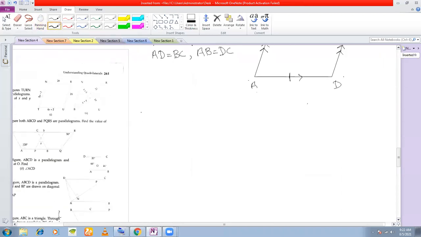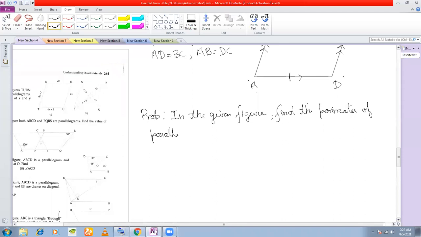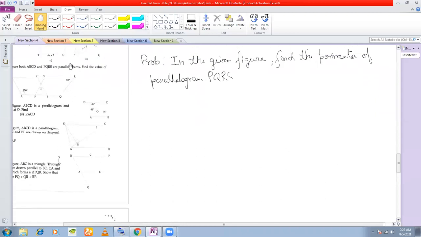Look at this problem. In the given figure, find the perimeter of parallelogram PQRS. Find the perimeter. You know what the perimeter is? Sum of all the sides. Yes, the sum of the lengths of all the sides is called the perimeter, or the sum of the lengths of the boundaries of any geometrical figure is called the perimeter.